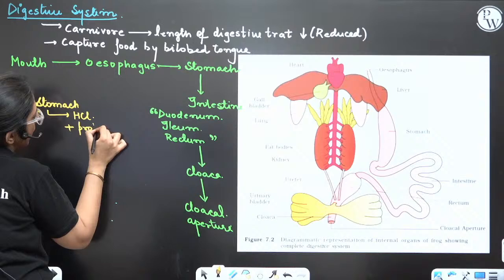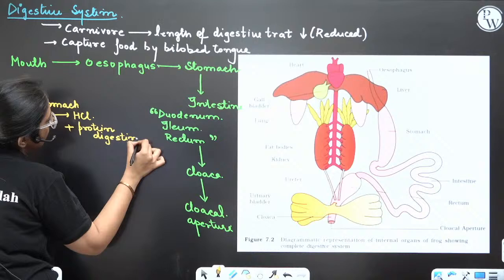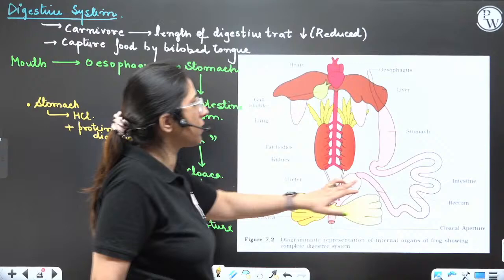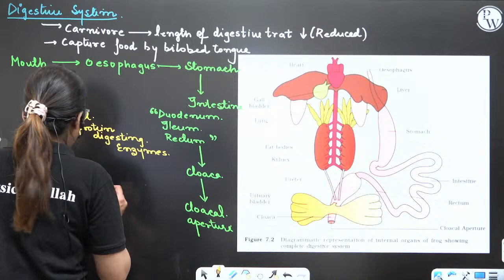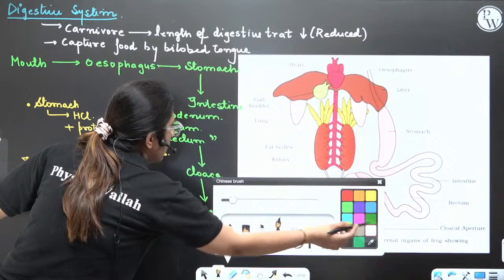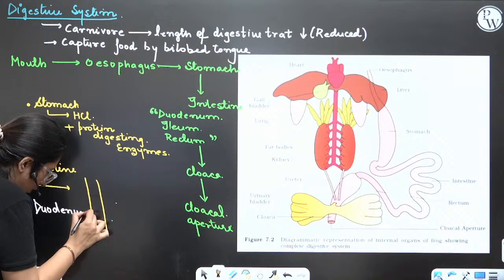There will be enzymes which help in protein digestion. Clear? Then there will be the intestine. Next part is the intestine. Can you see the intestine? Right? In the intestine, the first part is the duodenum. This is the duodenum. Okay.